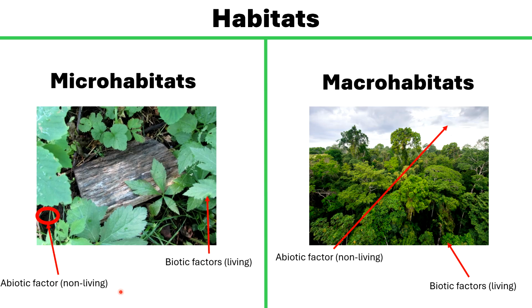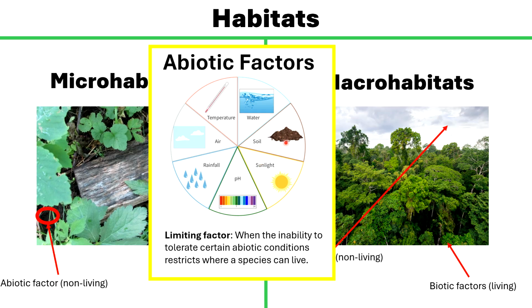Now they also have abiotic factors in common, which are the non-living factors, such as the minerals in the soil, the presence of water, the pH of the water, etc. You have a bunch of those here. Now a limiting factor is defined as the inability to tolerate a certain abiotic condition or factor, restricting where a species can live. Using humans as an example, we can't live in the space that's occupied by water, right? So if, for example, the Mediterranean Sea suddenly disappeared, there would be a whole lot of space for us to live, okay? If that makes sense.